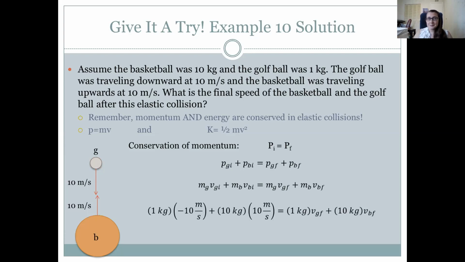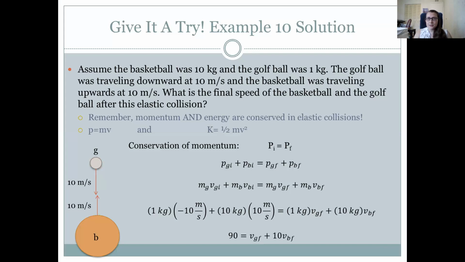Now we can plug in some of the things that we know. The mass of the golf ball is 1 kilogram, and its initial velocity is negative 10 meters per second. Negative because it's moving down. The mass of the basketball is 10 kilograms, and the velocity of the basketball is 10 meters per second upward, so positive. The masses don't change after the collision, so they'll stay the same. But we're looking for both of those final velocities. We don't know either one of them.